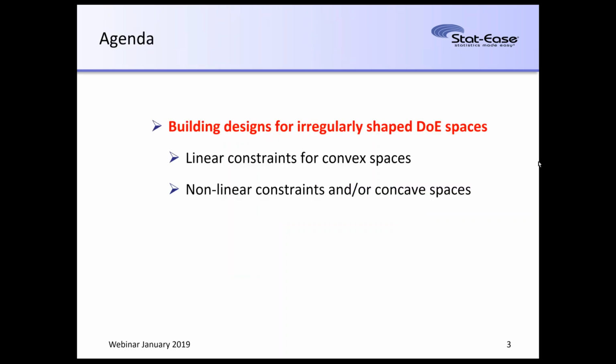So what I'm going to do is talk about building designs when you have an irregular space that you're trying to study in. And I'll be talking about two types of constraints that are often needed. The first is linear constraints that form a convex space. And then I'll talk about nonlinear constraints and/or linear constraints that form a concave space.